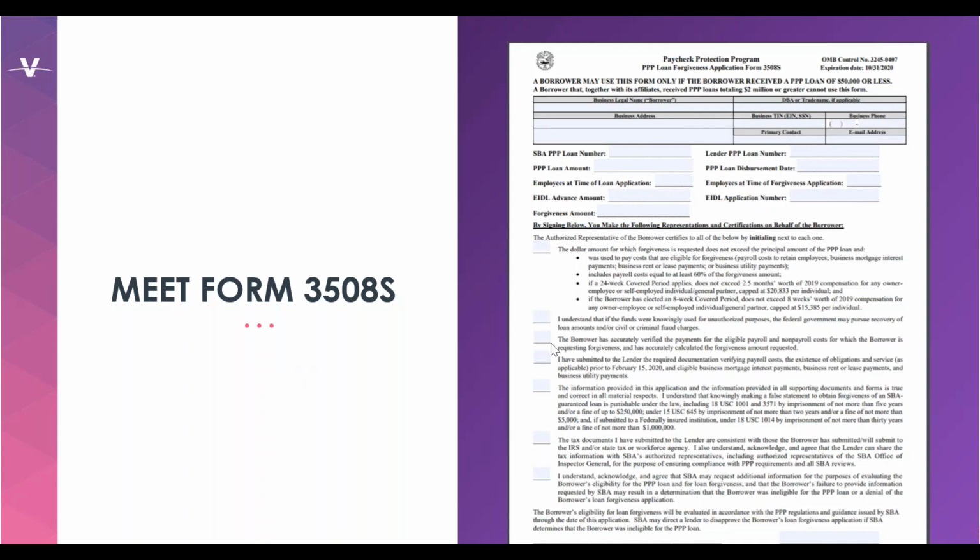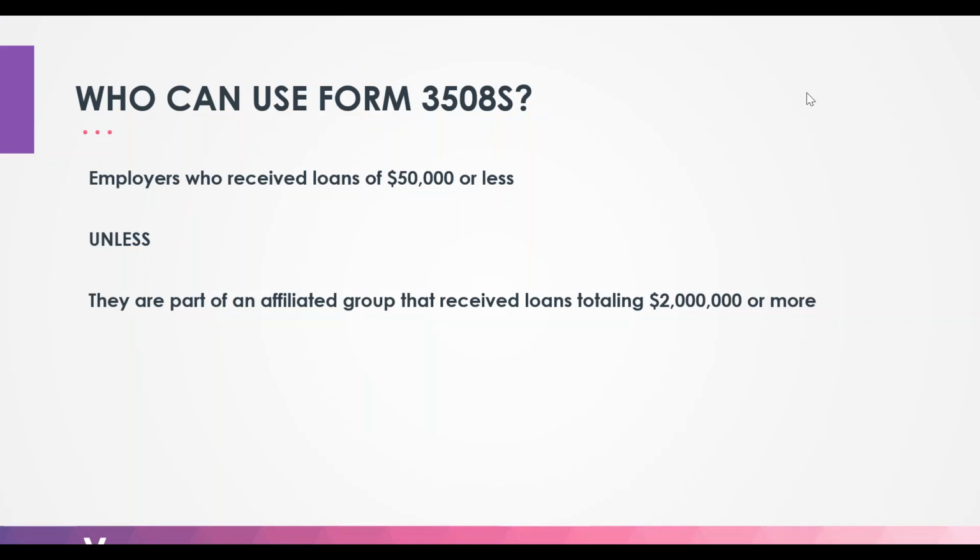Now, we've had a question about the eligibility for the form. Who gets to use Form 3508S? Who gets this really easy process? So the answer is, as some of you I see have noted here in the question tab, employers who receive loans of $50,000 or less are eligible for the simplified process. However, and I see there's a little bit of confusion about this in the questions, there is something about $2 million. So where does that fit in? Are we $50,000 or are we $2 million?